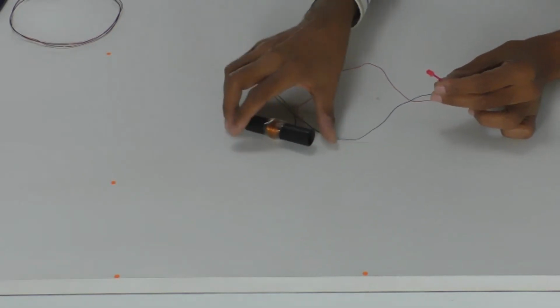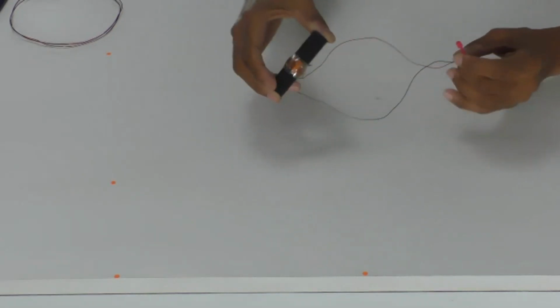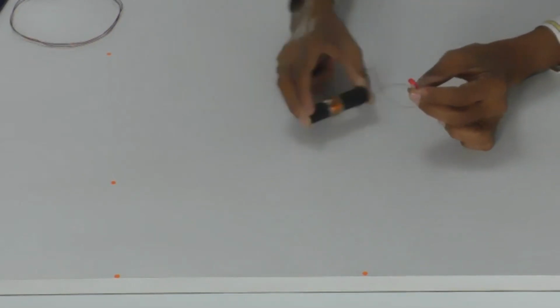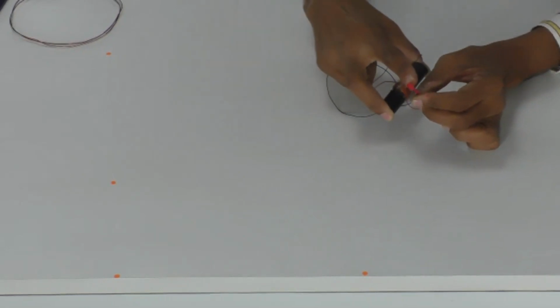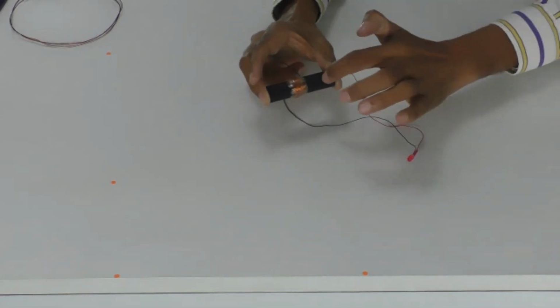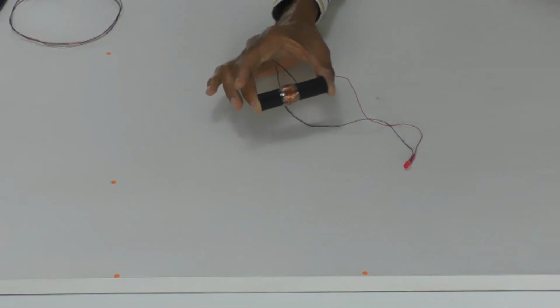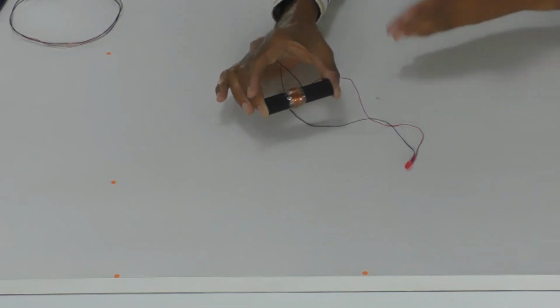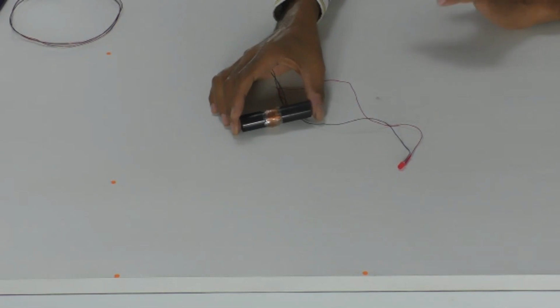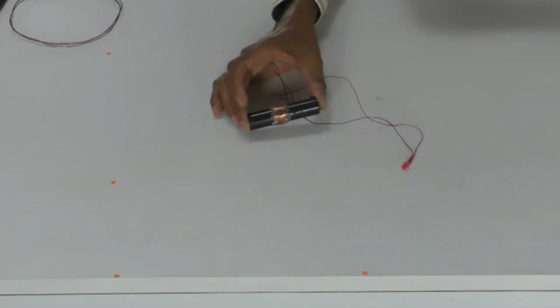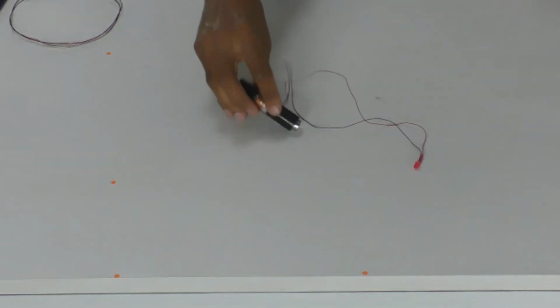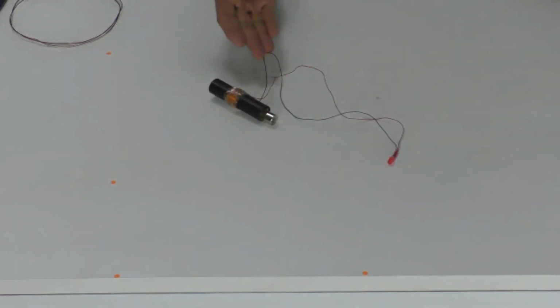So once I move the magnet inside, you can see that the bulb begins to glow. You saw the bulb glowing. And the bulb glows only when the magnet inside the coil moves. And the moving magnet causes a changing magnetic flux in the conductor here, the coil, and induces a current in the coil. When it is not moving, there is no current flowing through the wire.